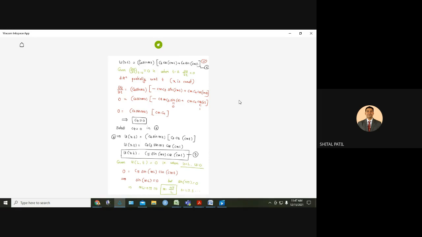Right, so we obtain m equal to n pi divided by L. On the next page, we'll substitute m in equation number 7. Can I change the page? Yes, sir.